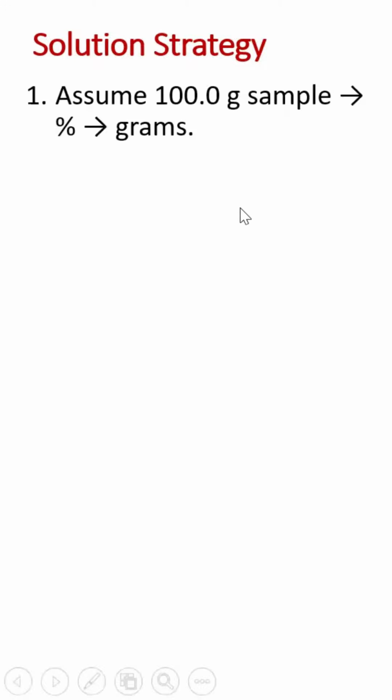Estimating empirical formulas and molecular formulas is tricky for many students, but if you follow this strategy, it will be easy. In both empirical and molecular, you need to know how many moles of each atom are in the compound. Usually, in problems that ask for the empirical formula and the molecular formula, you get the percentage of every atom in the molecule. Step 1, assume that you have 100 grams of the sample or the molecule.